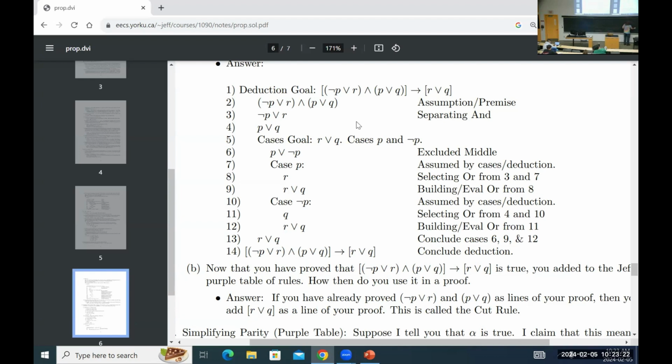And now I need to prove this case, right? I take this statement and substitute P as false, and I get some simpler statement I'm trying to prove. I added into the purple table ways of helping you simplify. And now I have this simpler thing to prove, and that's kind of what we did here. It was simple enough that we got what we wanted.